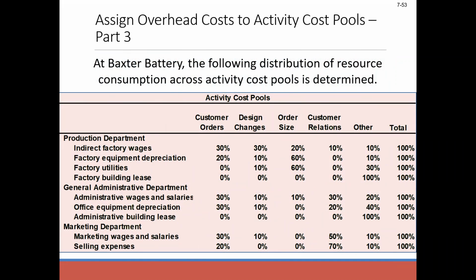At Baxter, the following distribution of resource consumption across activity cost pools is then determined. So they look at the percent of time on customer orders, the percent of time on design changes, the percent of time on order size, the percent of time on customer relations, and any other, and they should all total 100%.